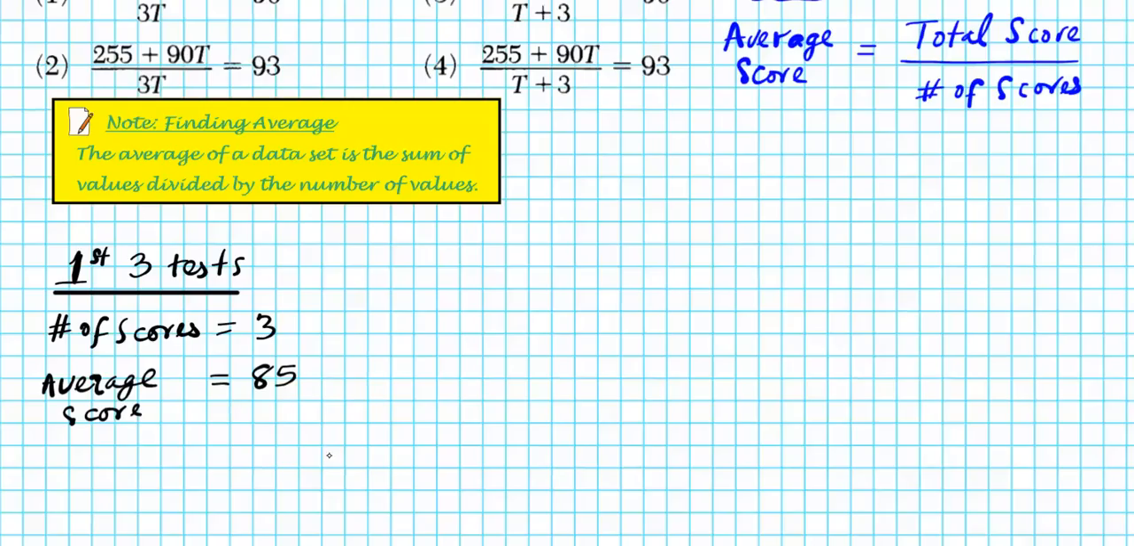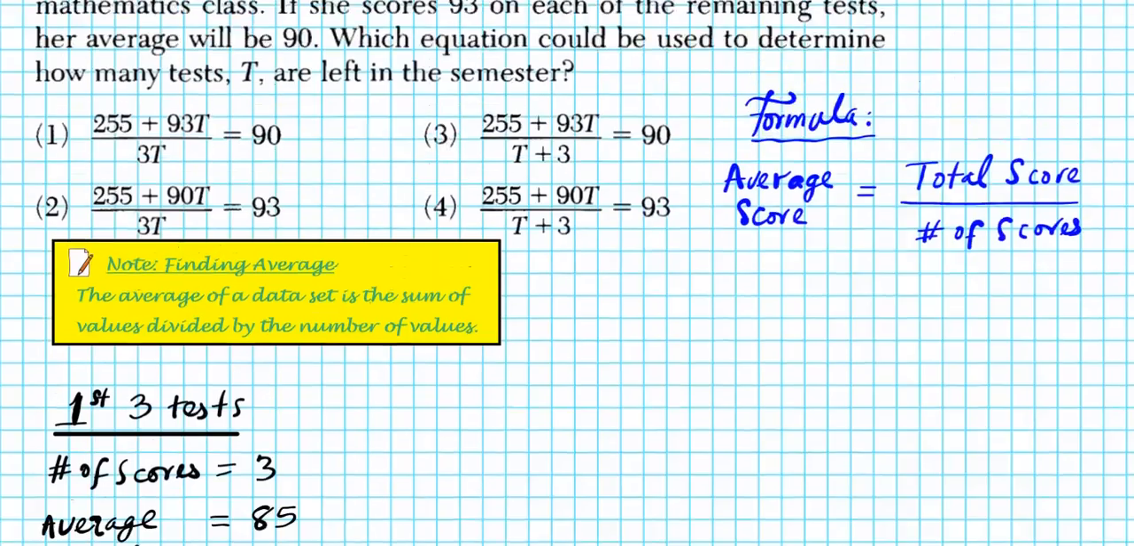Now, for the first 3 tests, what is the total number of scores? Total score. Okay, there's no need for a number here. So what is the total score for all the 3 tests? To answer this question, let's write this down: total score. Let's go back to the problem. Total score for the 3 tests.